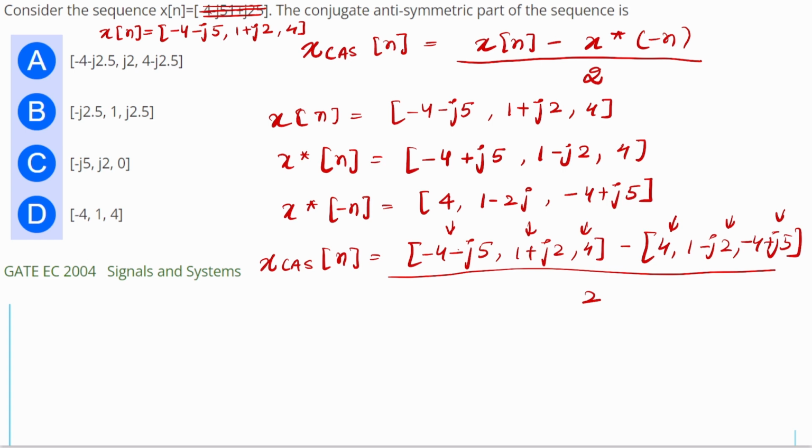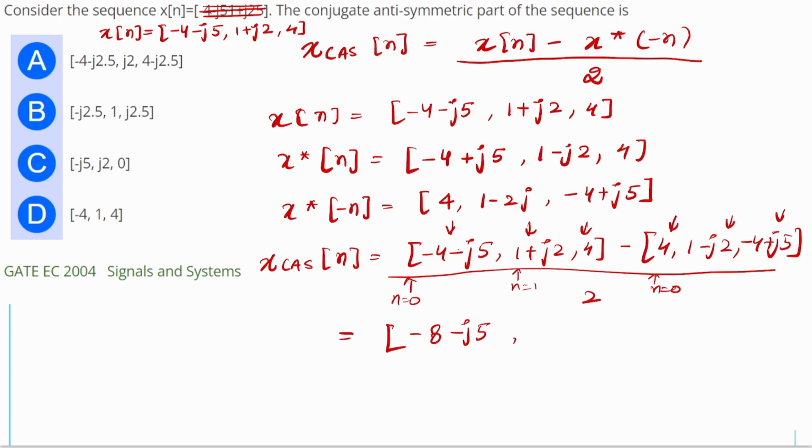Because the arrow is not given, I cannot say which number will be n is equals to 0. So if you start from the beginning, or you can take it as center, n is equals to 0 will be subtracted from n is equals to 0, n is equals to 1 will be subtracted from n is equals to 1, and so on. So subtract it: minus 4 minus j5 and plus 4. So it will become minus 8 minus j5, because minus 4 will add up, right?